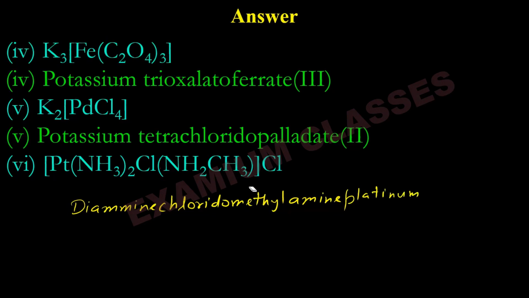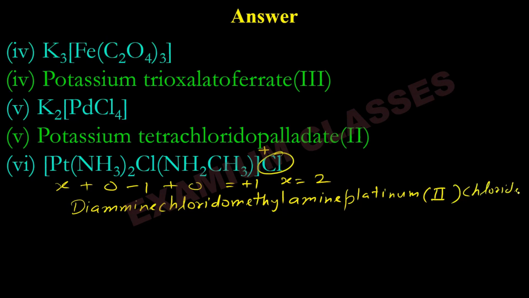With its oxidation state: one chlorine outside, so it means a total of 1 positive charge will be there on this coordination entity. If platinum here has oxidation state X, NH3 will have 0, then chlorine -1, and NH2CH3 again 0, that will be equal to +1. So X will be 1 + 1, that is 2. So it will be platinum(II), and this chlorine outside, so chloride. So it will be diamminechloridomethylamineplatinum(II) chloride.